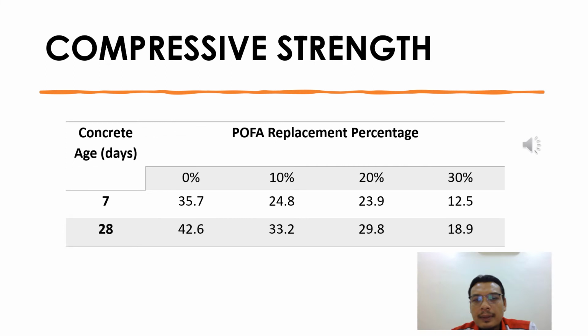This is the result of compressive strength. The table shows the compressive strength of concrete has increased with age. The maximum compressive strength, 33.2 Newton per millimeter square, was seen at 10% replacement of OPC by POFA, but still did not achieve the target mean strength, that is 53.12 Newton per millimeter square, and lower than control concrete, 42.6 Newton per millimeter square.